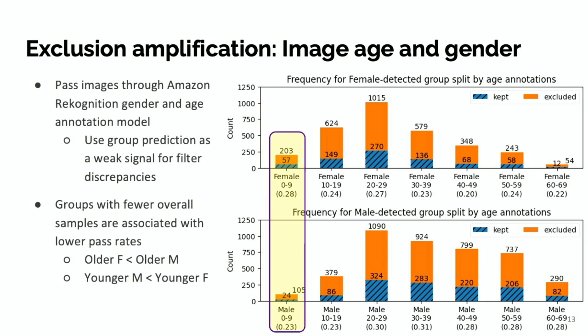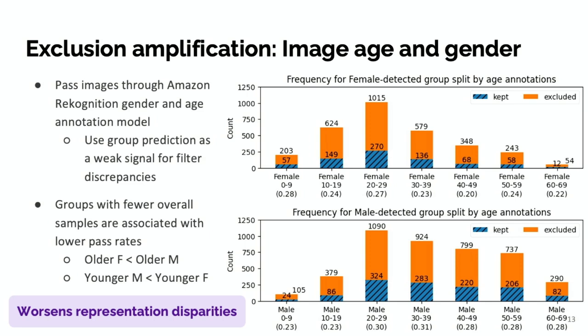So what this means is that these groups that are initially lower and less represented on the web are actually being excluded at higher rates. So this actually worsens representation disparities in the final training data set, which can compound performance disparities of any downstream task as well.